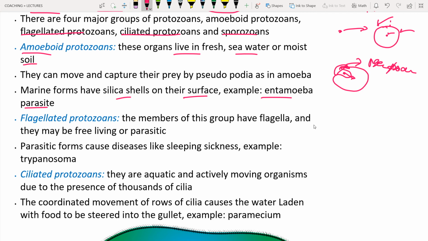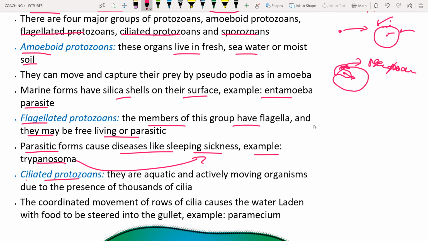Next is the flagellated protozoans. Again, the word says about it. The members of this group have flagella, and they may be free living or parasitic. Free living means they live on their own, and parasite means they depend on the host for food and shelter. The parasitic form causes diseases like sleeping sickness. Example, Trypanosoma. This Trypanosoma causes sleeping sickness. It harms the host.